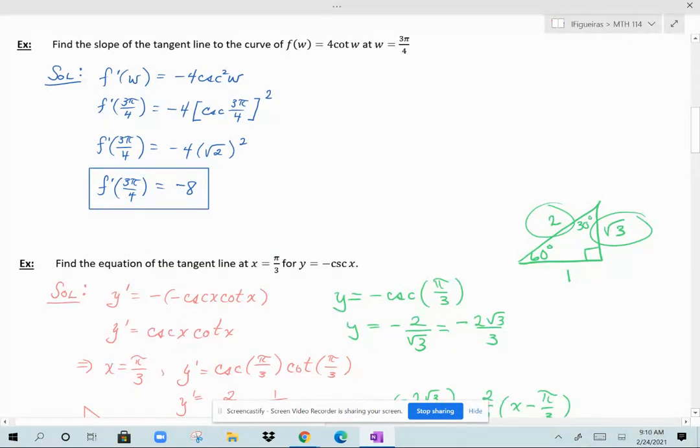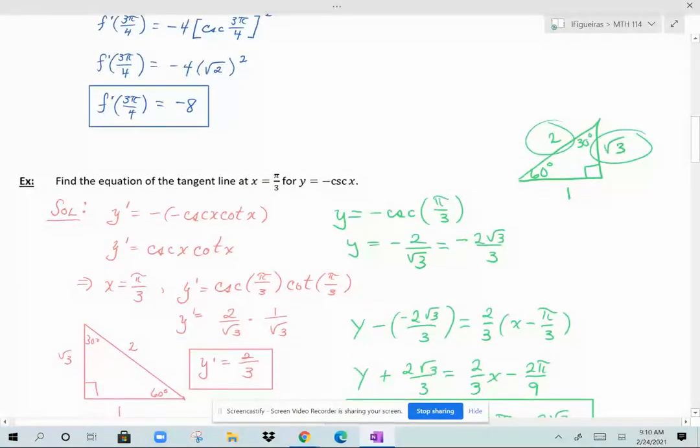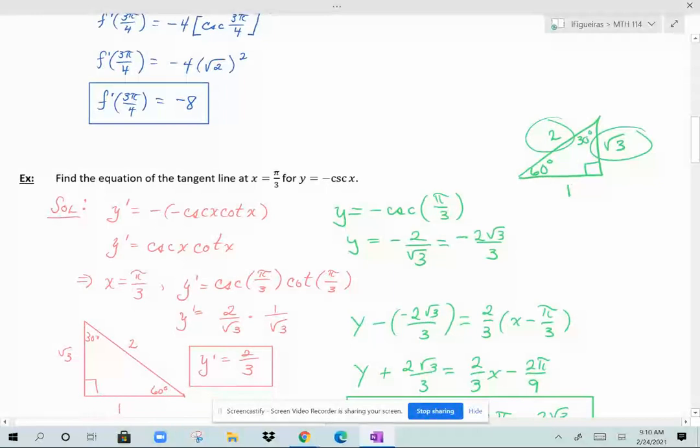Okay, but now we have to find our derivative, because our derivative is the slope. The derivative of just cosecant is negative cosecant of x cotangent, but there's a negative in front, so this negative goes in front here, so the double negative makes the expression positive. Then I just have to plug in pi over 3. So again, that triangle, I drew it here below. It's a 30, 60, 90.